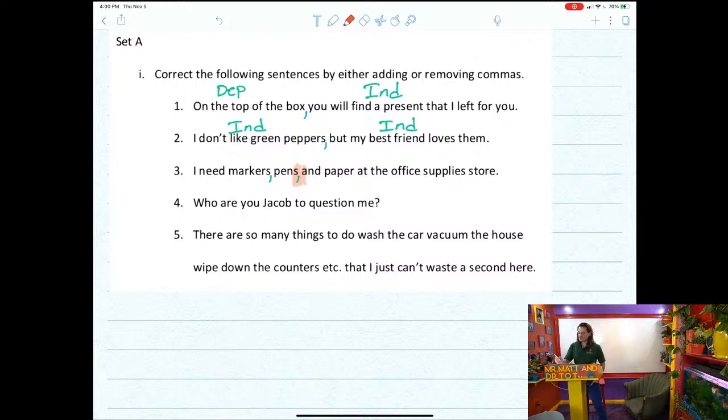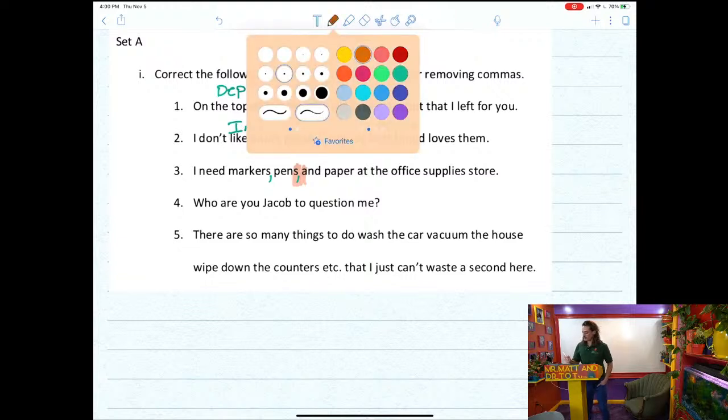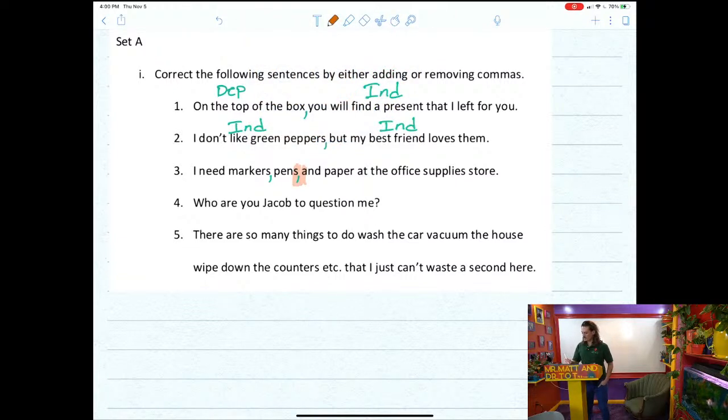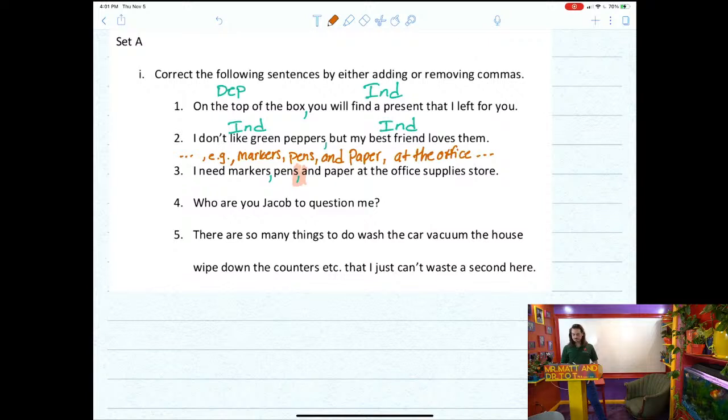This is in contrast to where we could also have used e.g. I need, e.g., markers, pens, and paper, at the office supply store. So if we were to use the e.g., that's how it would be punctuated in that situation.